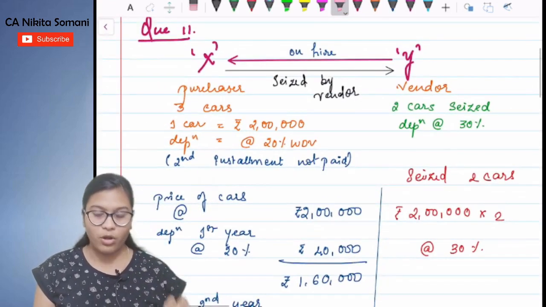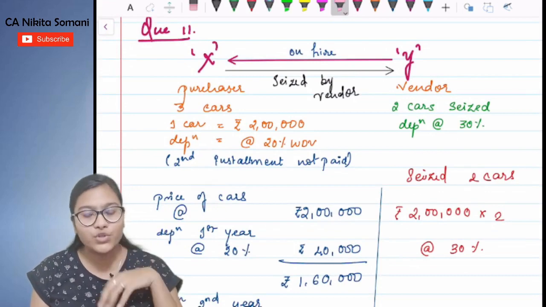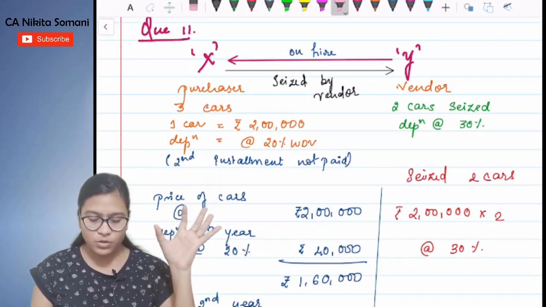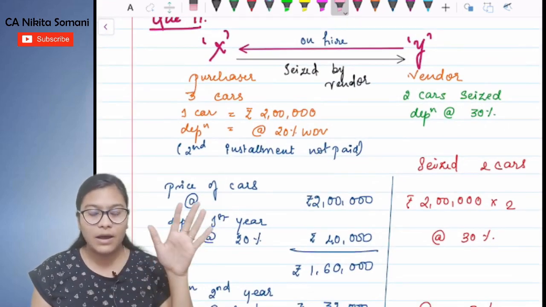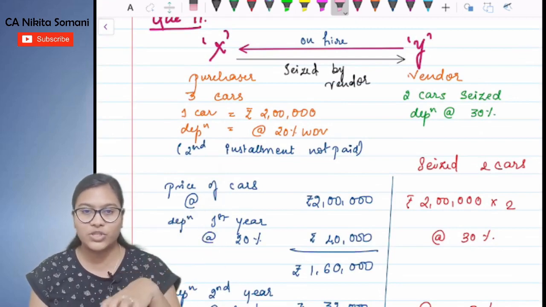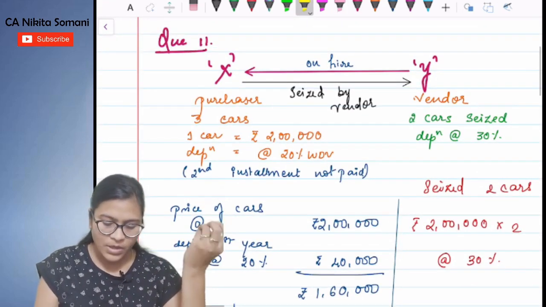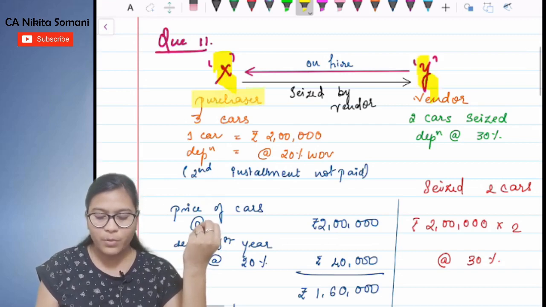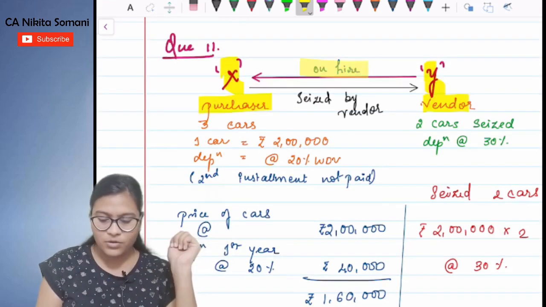So let's begin solving the answer. I have already solved the answers on the screen, so I'll directly explain how this question is solved. There is X, the purchaser, and Y, the vendor. This is on hire.